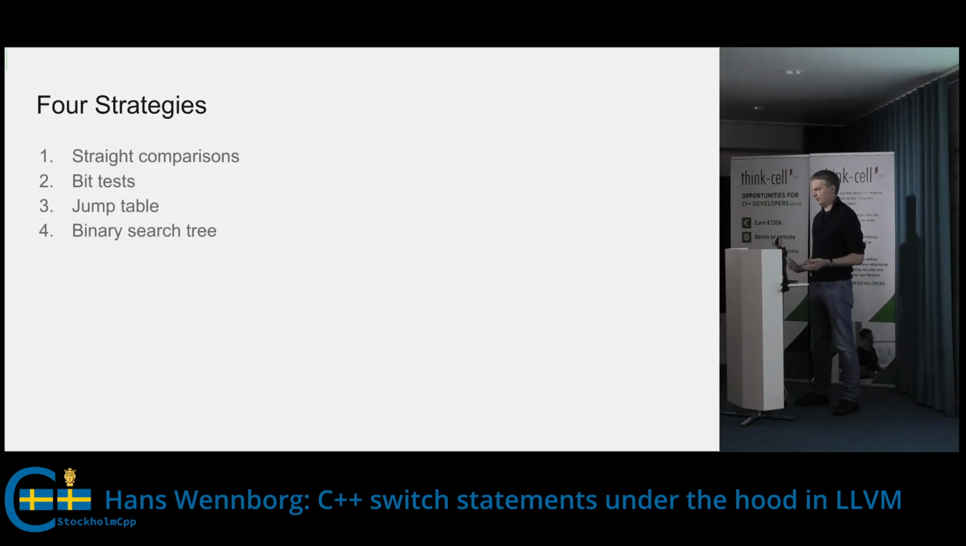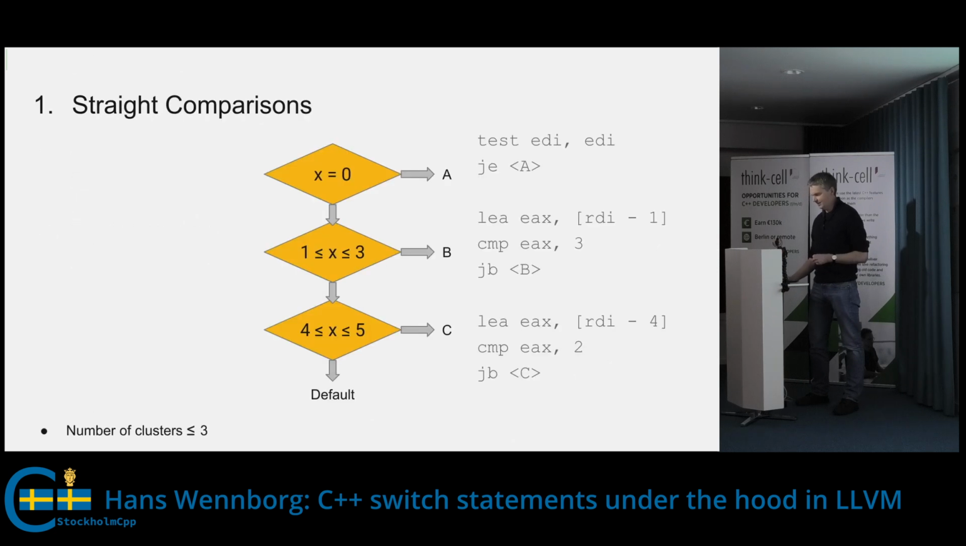Okay, and once we've got them organized into clusters, there are 4 strategies that we use to generate code for them. And we will go through these one by one. So first, if there's just a few clusters, 3 or less, LLVM will do straight comparisons. So for a single case, this means we just check if the switch expression matches the case number and jump to the label. So in this example, we check if x equals 0 with the x86 test instruction, and we do a conditional jump, jump if equals to A.